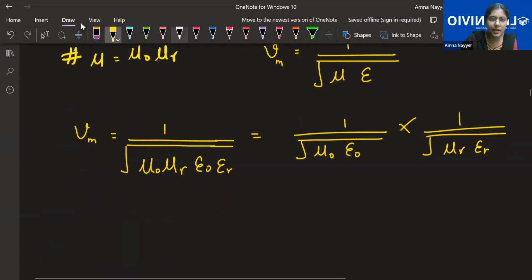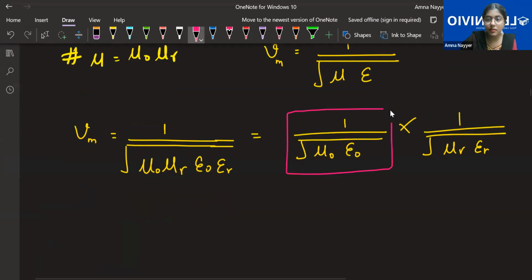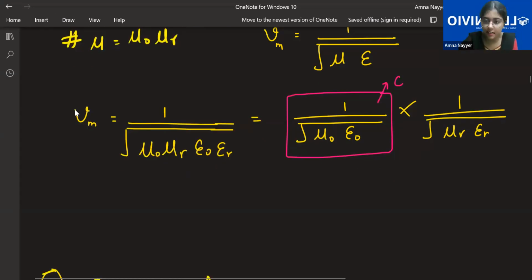Now, what did we just study? This term was C. Yes, C. This is the speed of light, the speed of light in air.